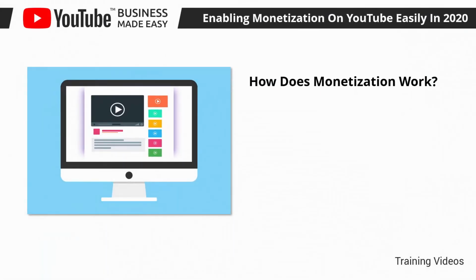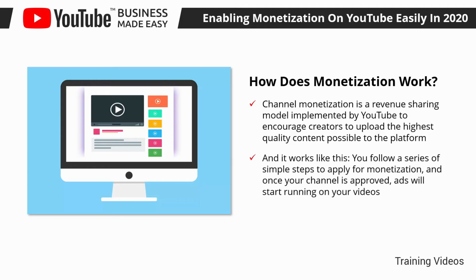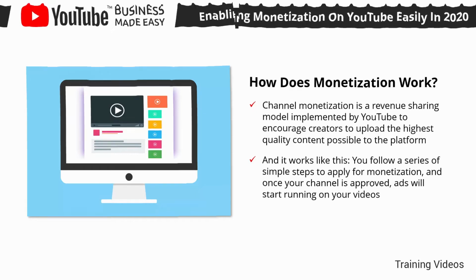How does monetization work? Channel monetization is a revenue-sharing model implemented by YouTube to encourage creators to upload the highest quality content possible to the platform. The more a creator is able to engage viewers and increase watch time, the more money they can make. And it works like this. You follow a series of simple steps to apply for monetization. And once your channel is approved, ads will start running on your videos. Each time a viewer completes watching an ad for a certain period of time, the advertiser pays YouTube for the ad, and you get a cut from that payment.